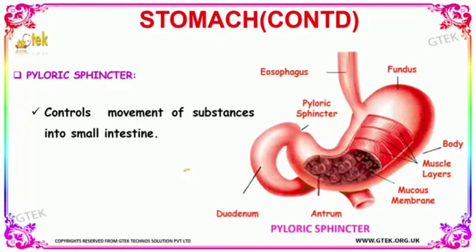Next we are going to see about the pyloric sphincter. Your pyloric sphincter will control the movement of substances into your small intestine. So here you can see that your pyloric sphincter has the control of the movement of substances from the stomach to your duodenum. So here you can clearly see.